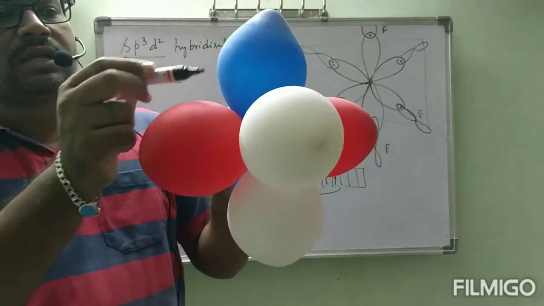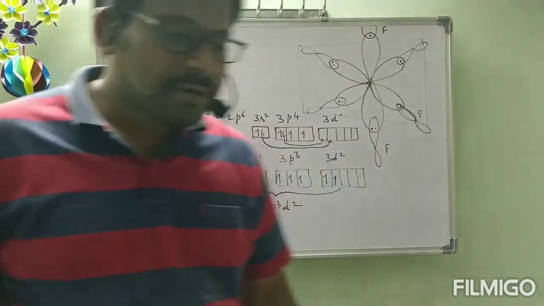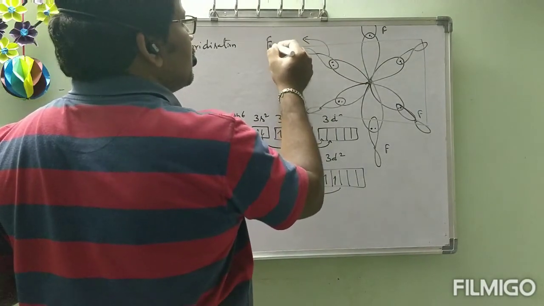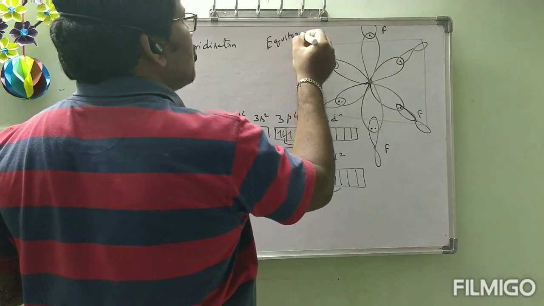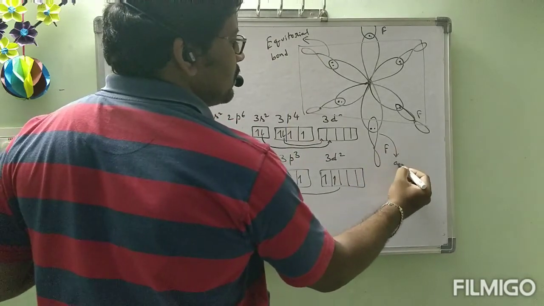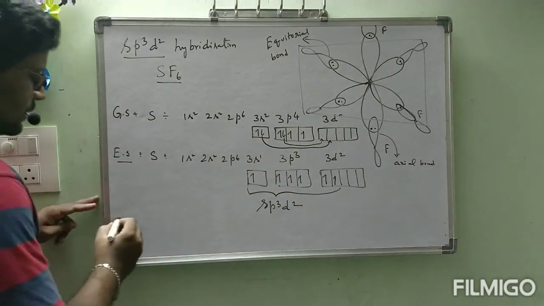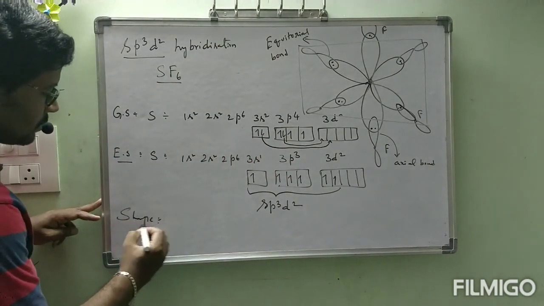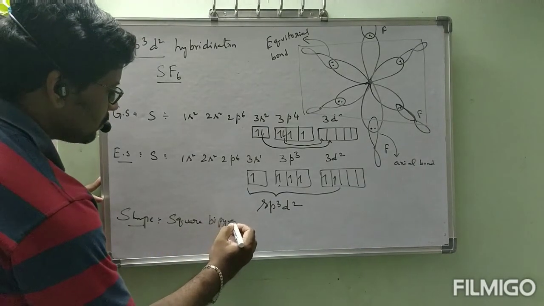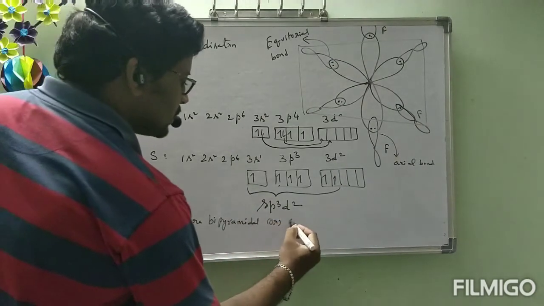Okay. Bond angle from here to here 90. Here to here, everything 90 degrees, and one more angle which is possible. Okay, see, this is equatorial bond. This is axial bond. And now coming to shape. Square bipyramidal, or octahedral.